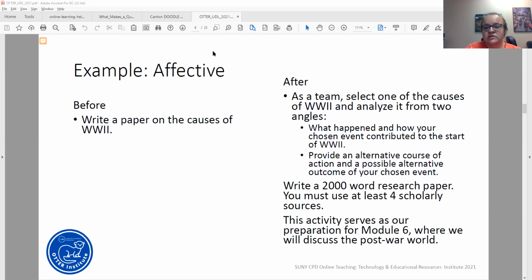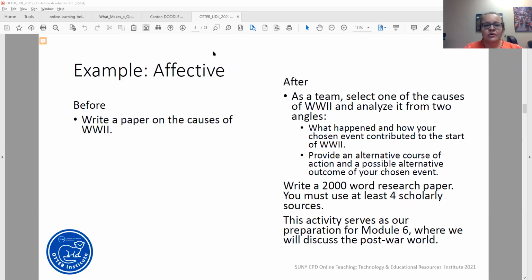And the last sentence is also very important. This activity serves as our preparation for Module 6. So here I'm providing a little piece of information about relevance. Why am I doing this? I'm doing this because in Module 6, we are going to discuss the post-war world. So whatever I'm learning in this module today, I will actually use. So it's not just something that sits in the back of my mind, but it's actually going to get used. So I need to put a lot of effort in it. Otherwise, my Module 6 will not look that pretty, right, as a student.